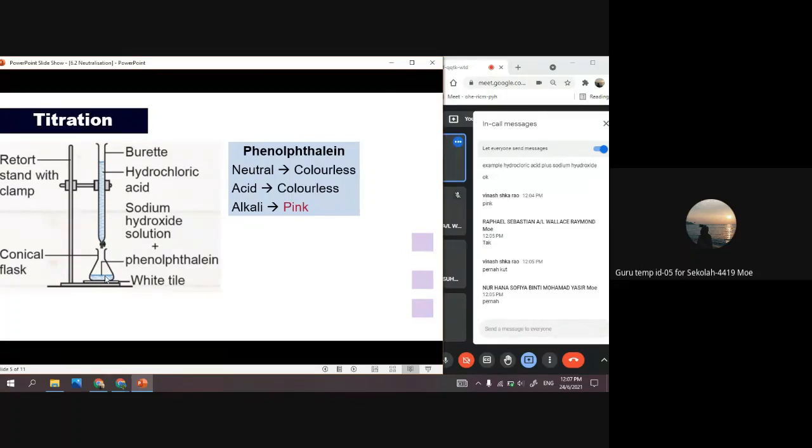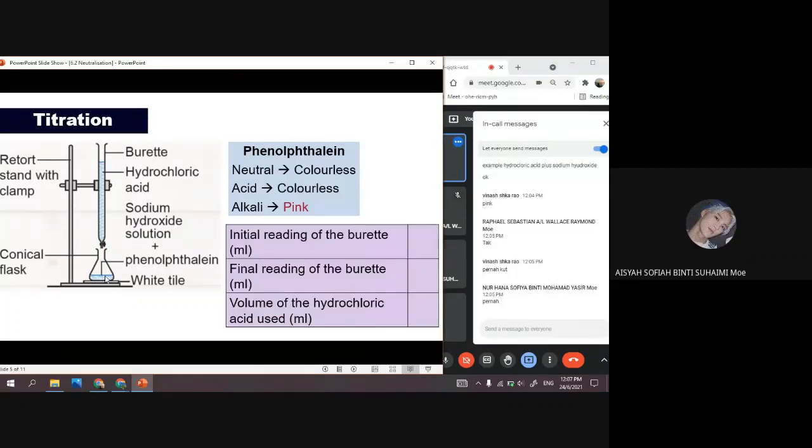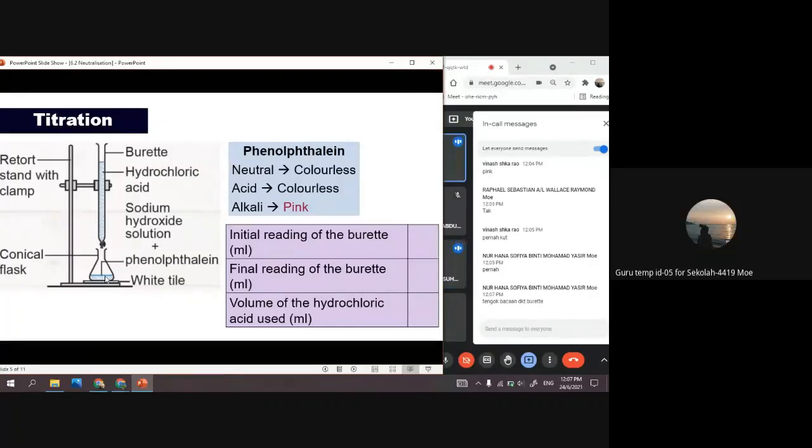So, burette tu ada macam dekatan macam ni. So okay, dengar. So before we start the experiment, okay, titration ni, we should take the initial reading of the burette. Okay, for example 30 ml.